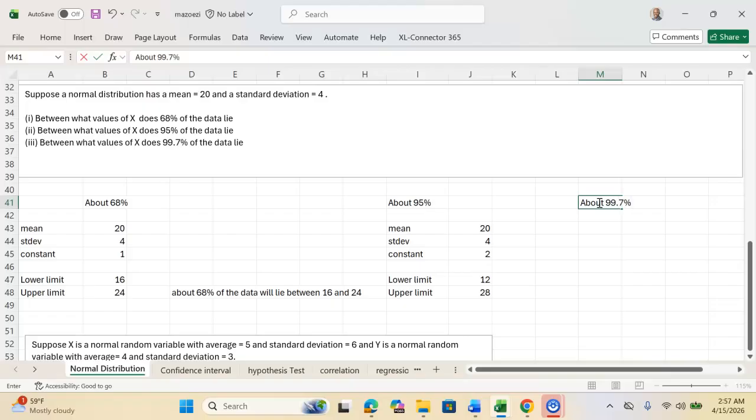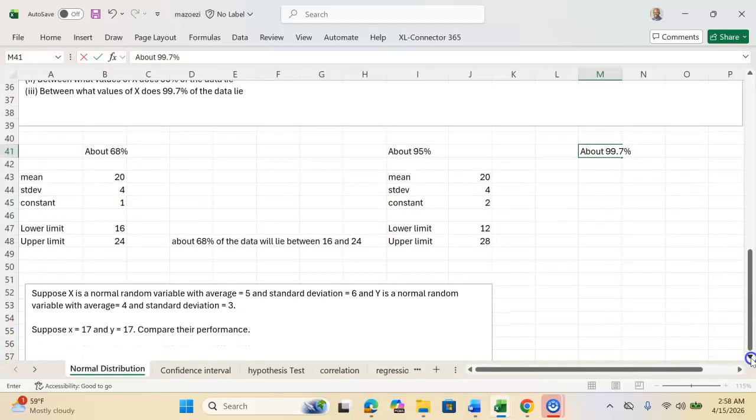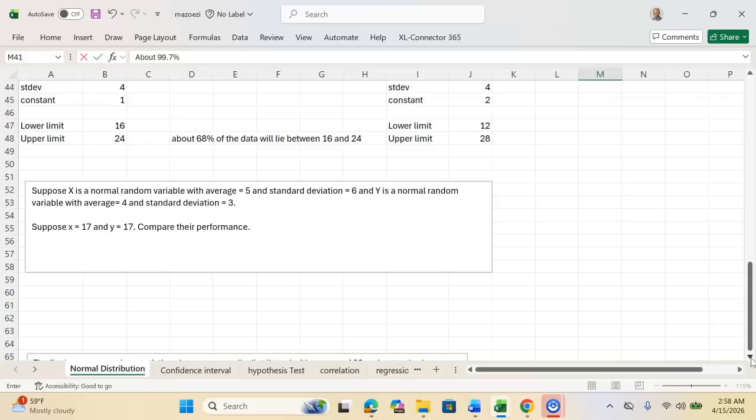So I want you to complete this about 99.7% of the data. In this one, the constant will be 3, because it says about 99.7% of the data will lie between 3 standard deviations to the right and to the left. And so all you're going to change is just the constant. Please find the answer to that question. And so in the exam, we may have this kind of question and it shouldn't take you long to complete it.